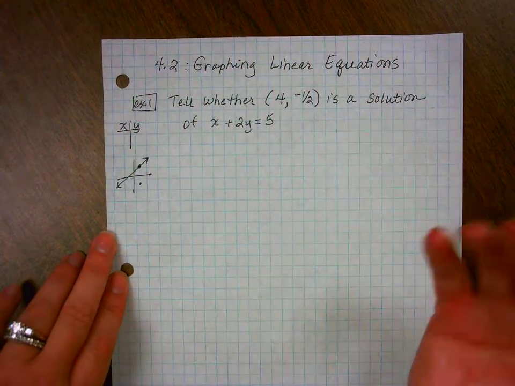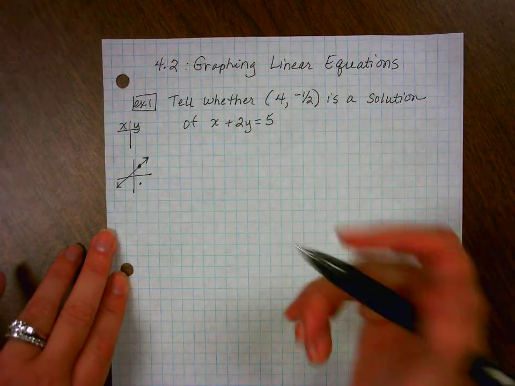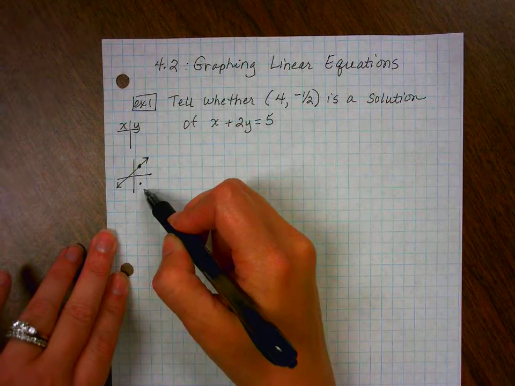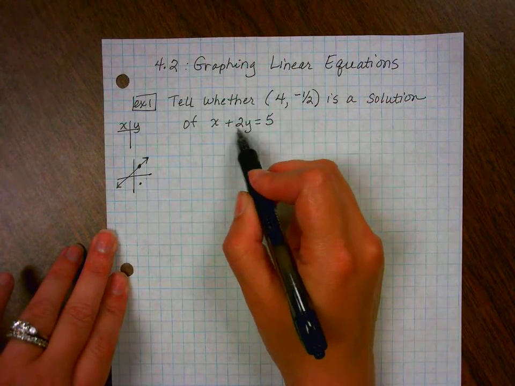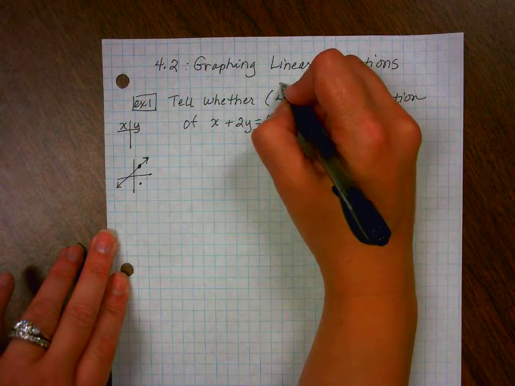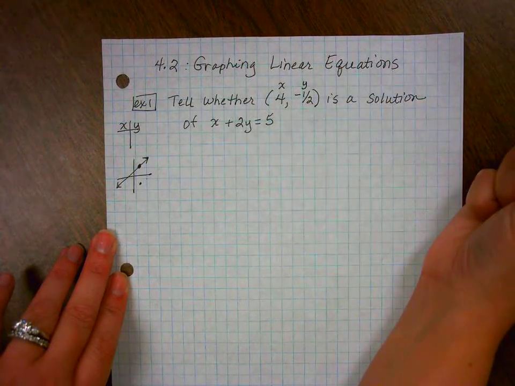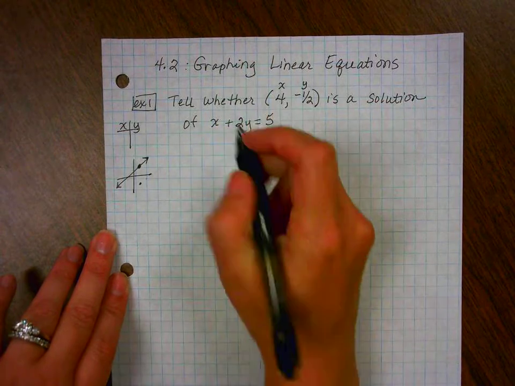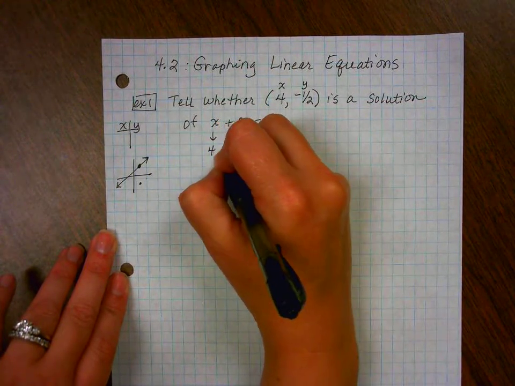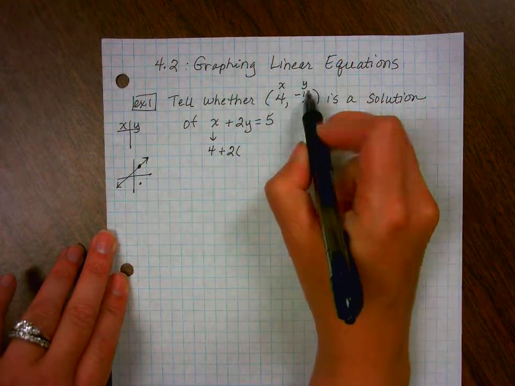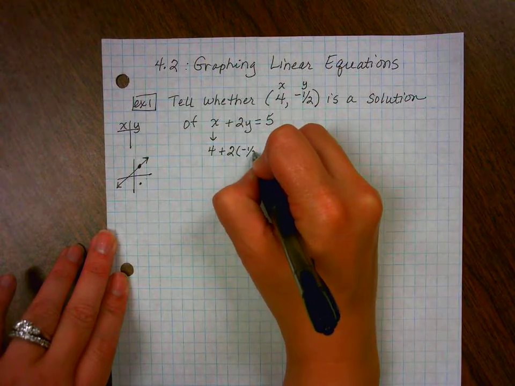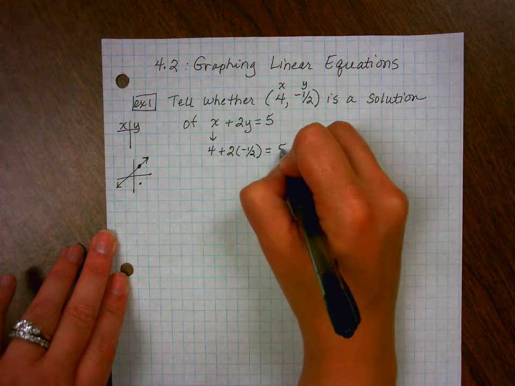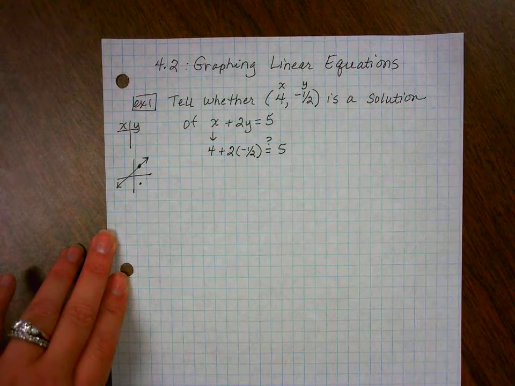But let's say that we want to be lazy and we don't want to have to draw a full graph. We can just plug these points in and figure out if it works. So remember, this is your x and this is your y whenever you have an ordered pair. So I'm going to plug the 4 in for x right here, making that 4 plus 2 times my y term, which is negative 1/2. And my question is, does that equal 5? If it does equal 5, it's a solution. If it doesn't equal 5, it's not a solution.